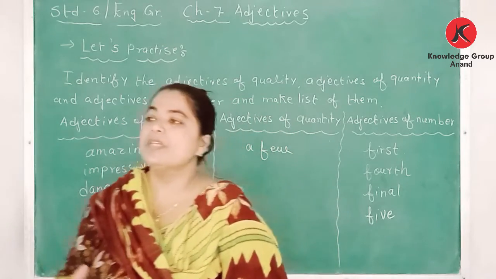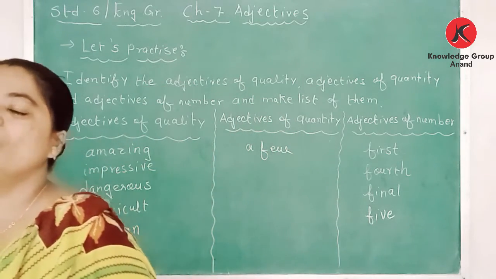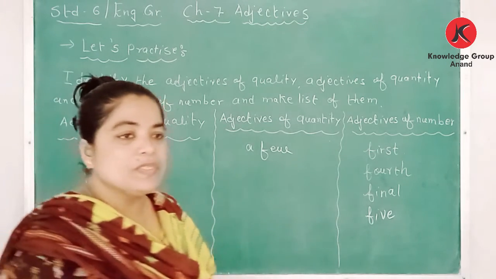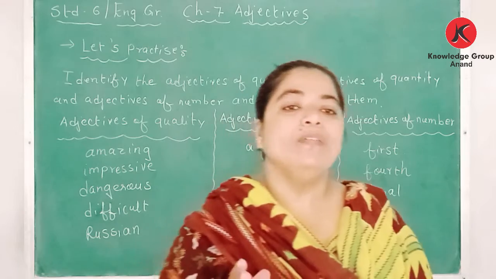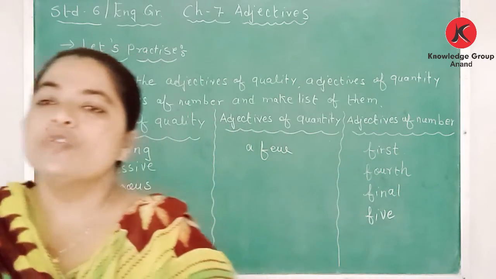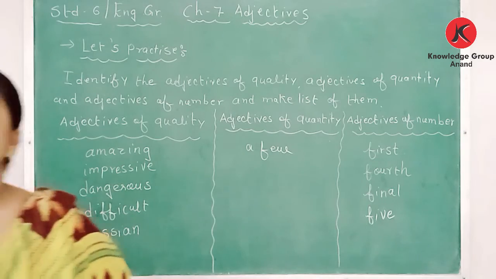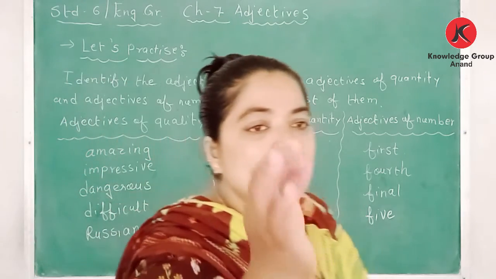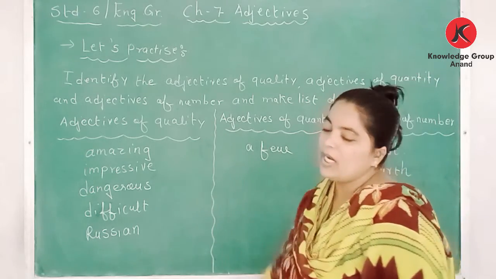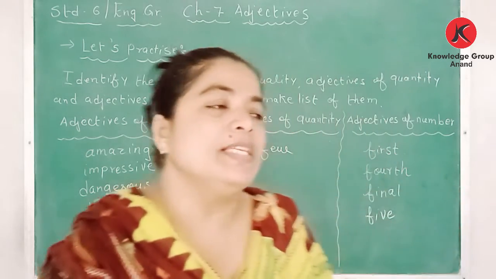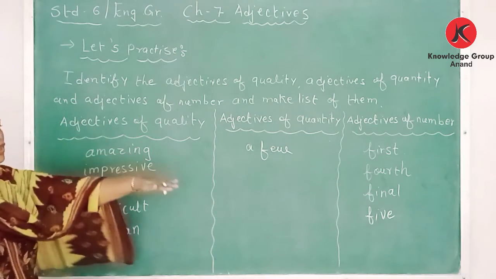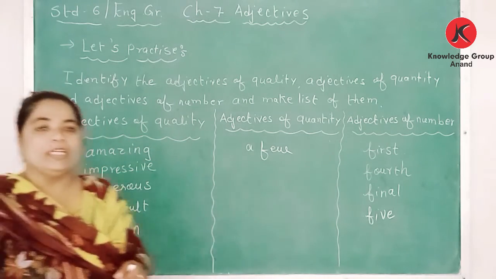So dear students, in today's lecture, we have gone through the types of adjectives: adjectives of quality, quantity and number. All three definitions you have to write down. Whatever I have written on the board, each and every word you have to write down. For this exercise, after reading the paragraph, you have to make this table in your notebook and write it down.